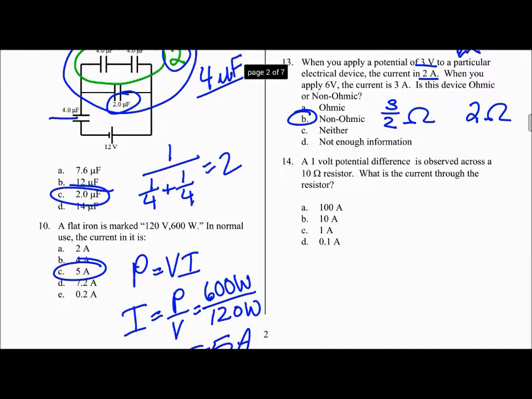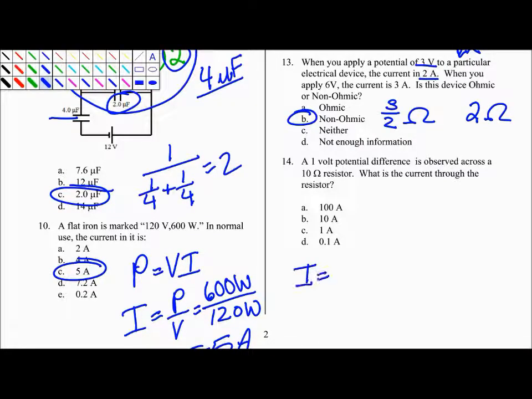A 1 volt potential difference is observed across a 10 ohm resistor. What is the current? Okay, well, I is V over R. I have 1 volt, 10 ohms, 1/10, or 0.1 amps.